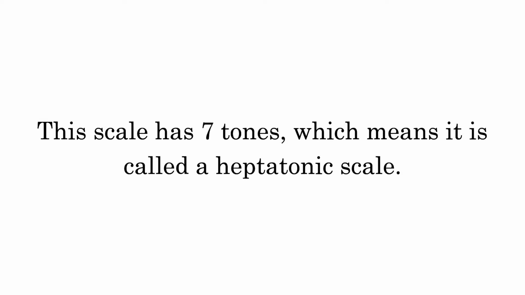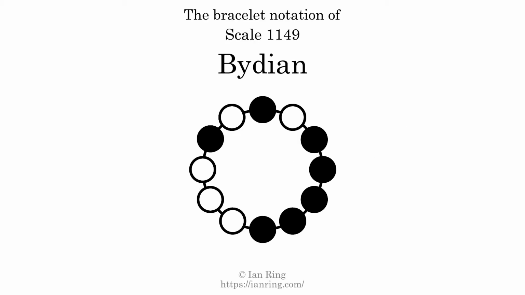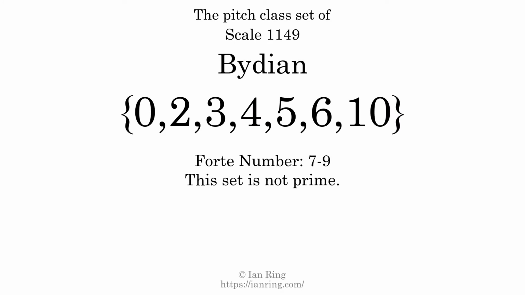This scale has 7 tones, which means it is called a heptatonic scale. This is a bracelet notation diagram of scale 1149. The shaded circles represent tones that appear in the scale, and they are read clockwise, starting at the top. The pitch class set for this scale is 0, 2, 3, 4, 5, 6, 10. The fault class is 7, 9.